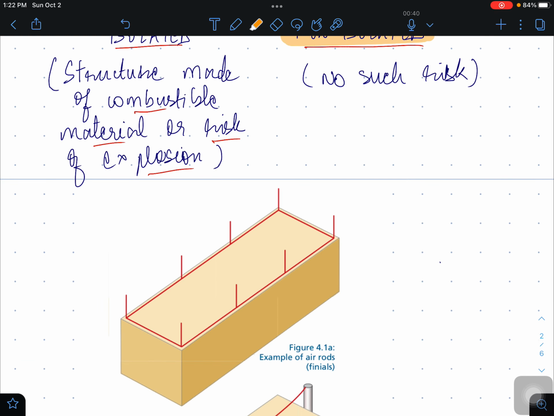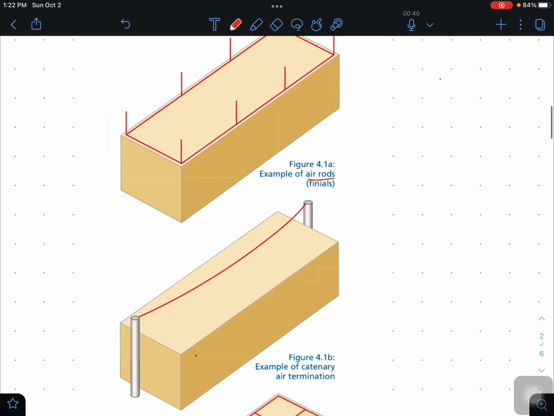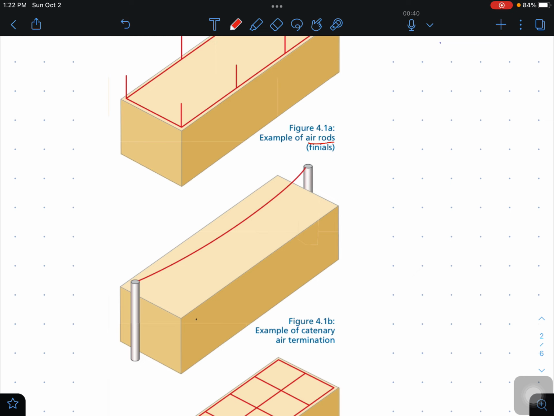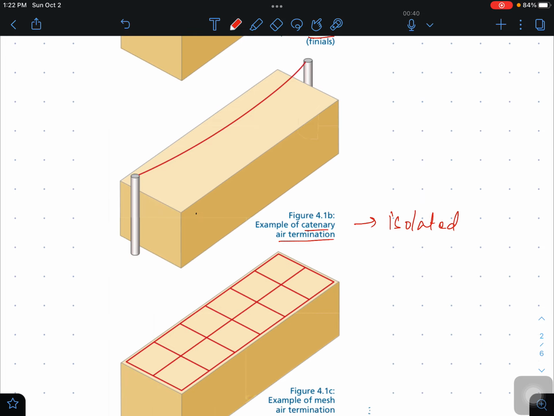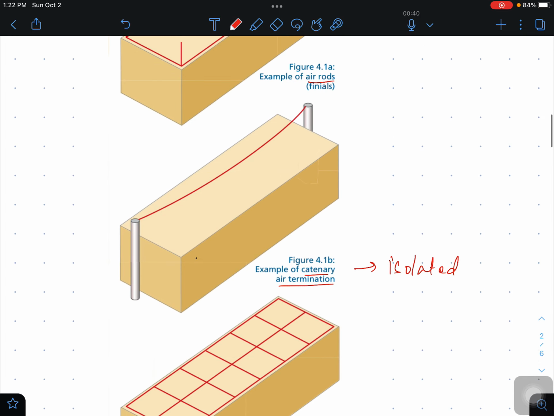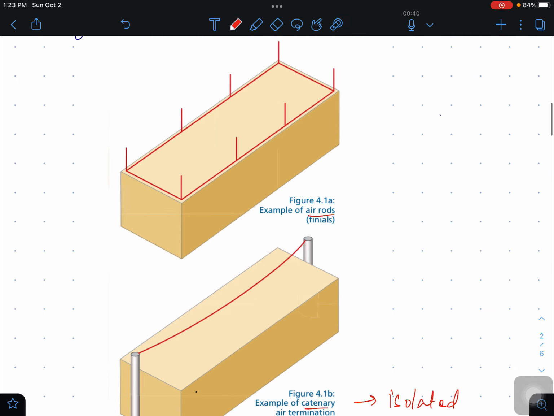Now, talking about only the air termination system here, it can be of many types. The first one is only having rods on the top connected together. The second one can be with the catenary wire, as you can see here. It is also interesting to see that it is not connected to the structure, so it is an isolated form, as we were discussing above. The third one can be a mesh. There can be a fourth one, which can be mesh plus air terminal rod. There can be many types. There can be a combination of all these three. But these are the typical examples.